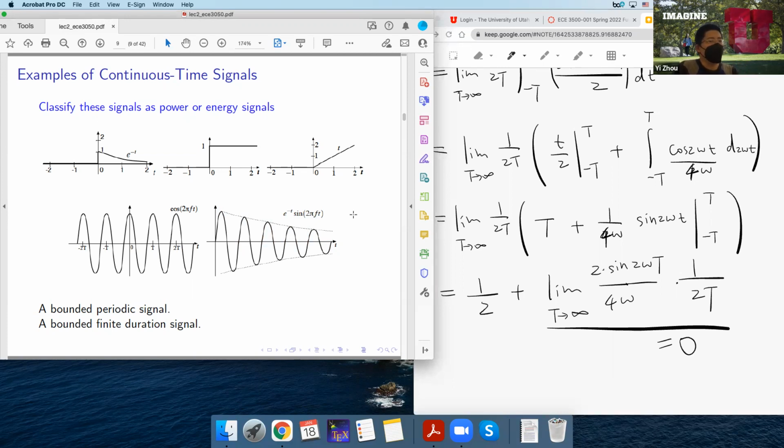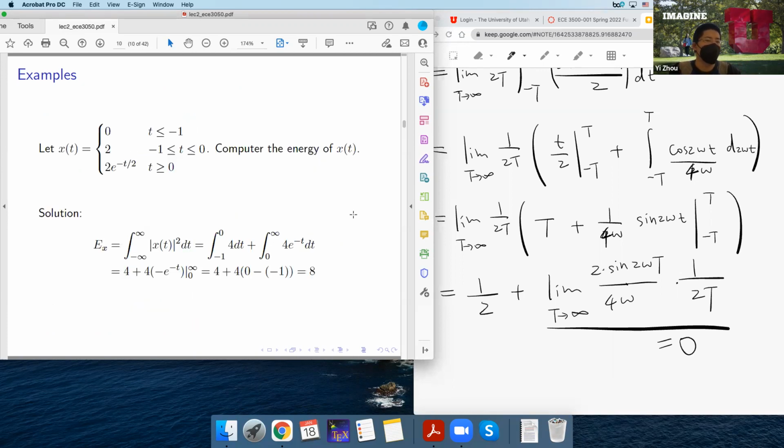Okay, so these are the examples of continuous power and energy. So you can start to work on homework 1. Most of it should be available. And next on Thursday, we will go over more examples on the power and energy. Just integrations.